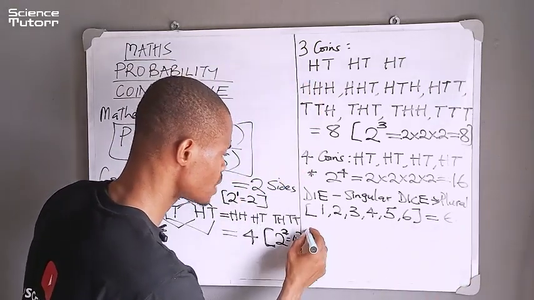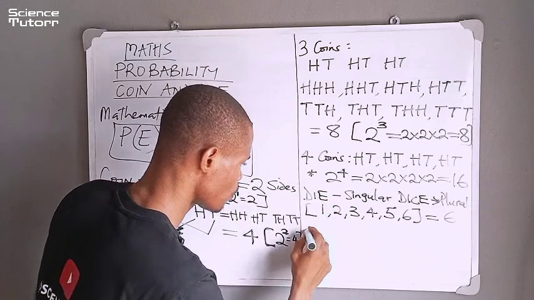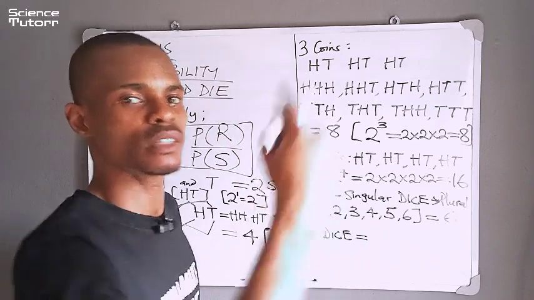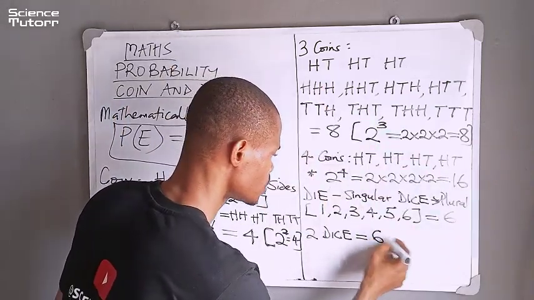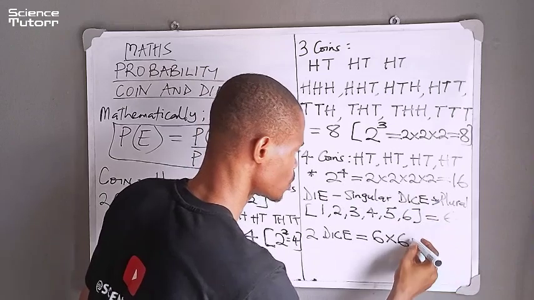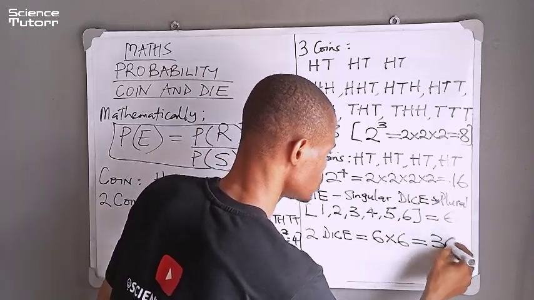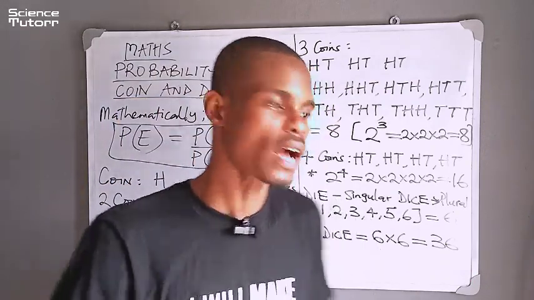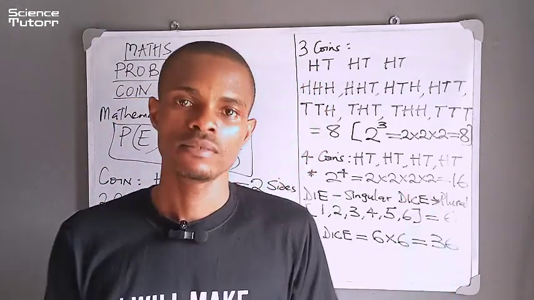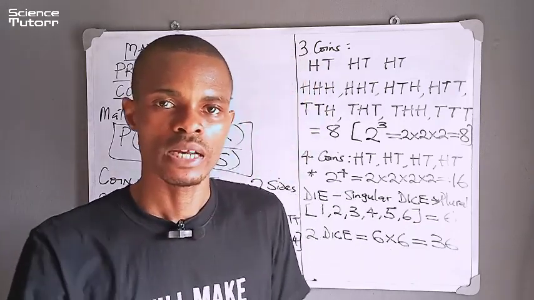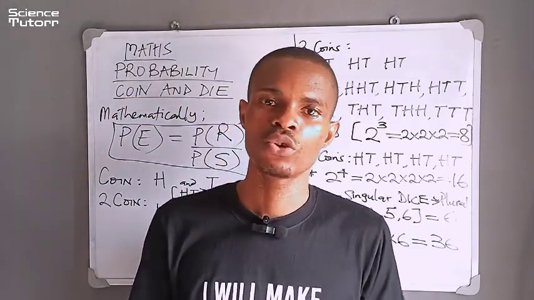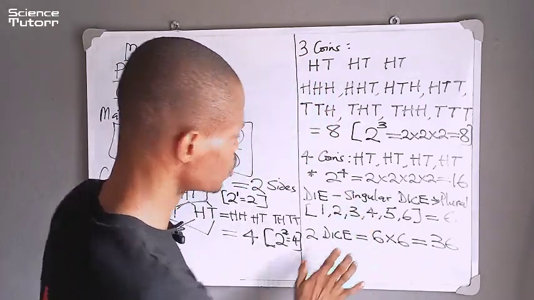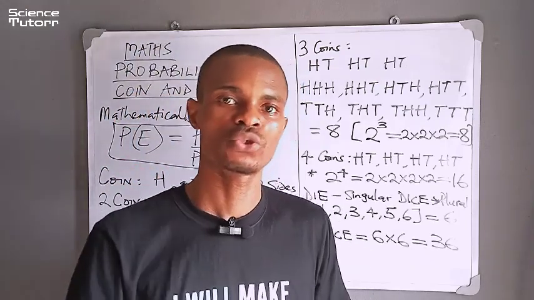For 2 dice, it is going to give me a double outcome, which means 6 times 6 outcomes, which is equal to 36 outcomes. I know many students will be wondering how 36 came about, but I can assure you in my next video I'm going to show the structure and analyze the outcomes for 2 dice for students to see.